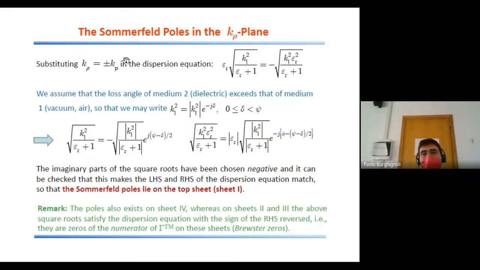Now, if you take the solution for the Sommerfeld pole, which we have now obtained, and you replace it inside the dispersion equation, what you get is this kind of equality between a left and a right hand side. Now, if you assume that medium 2 is more lossy than medium 1, as is typical, for example, if medium 1 is vacuum, a lossless medium, whereas medium 2 could be soil, then we may write the wave number k1 squared in polar form as the absolute value of k1 squared times e to the minus j delta, where delta is a positive angle less than psi, which is the loss angle of medium 2.